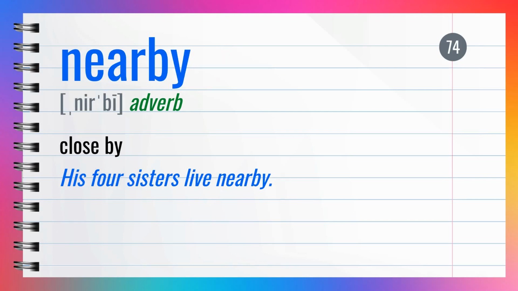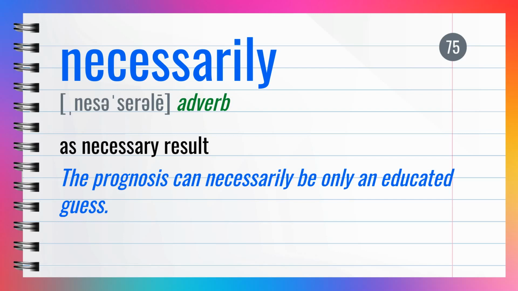Nearby. Nearby means close by. For example, his 4 sisters live nearby. Necessarily. Necessarily means as necessary result. For example, the prognosis can necessarily be only an educated guess.